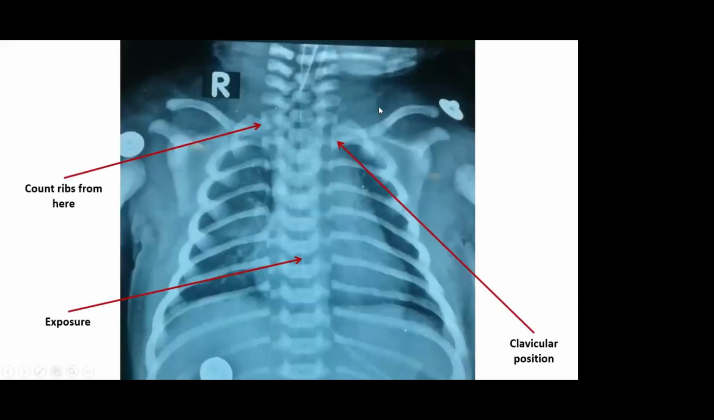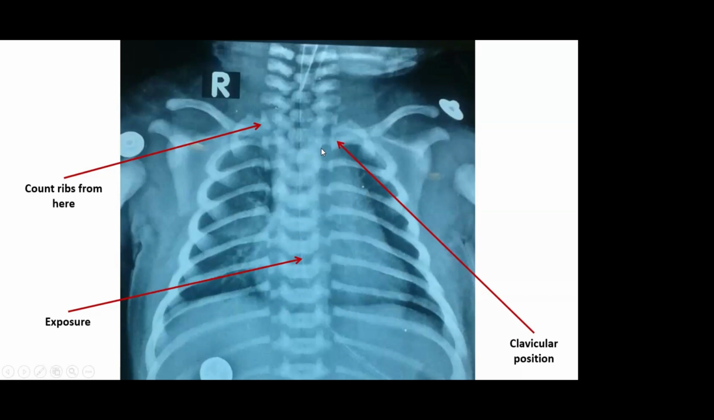When you are calculating lung volume, start counting the ribs from here. So what is right and what is wrong? This is your first rib space, second, third, fourth, fifth, sixth, seventh. You can see the dome of the diaphragm, which is ending a little below the eighth rib. So there is some amount of difference between the two domes of the diaphragm.